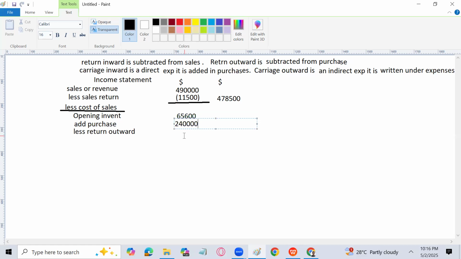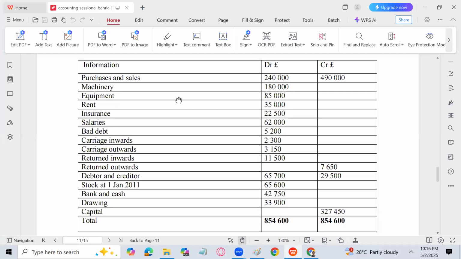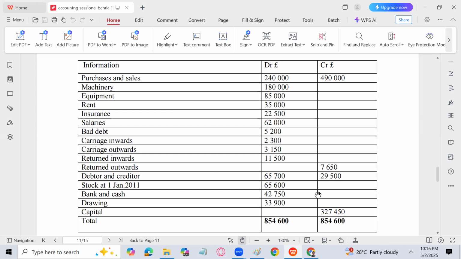Purchases is 2,40,000 and I have taken that amount from here. Purchases on the debit side 2,40,000. Then I will subtract return outward from purchases, and return outward is purchases return. It is written here. Return outward. Purchases are always debit, return outward, purchases return, is always credit. The amount is 7,650.